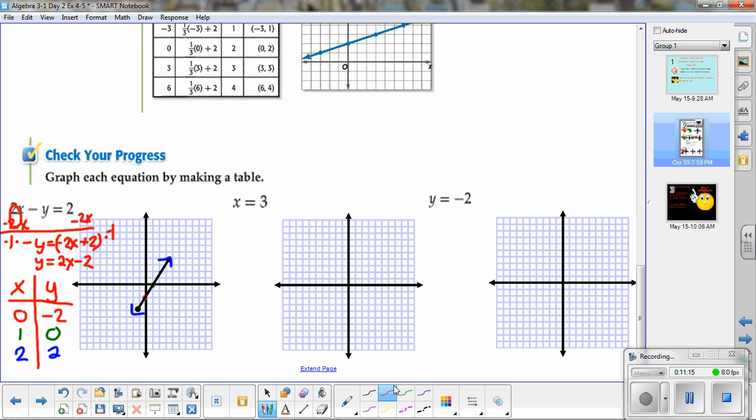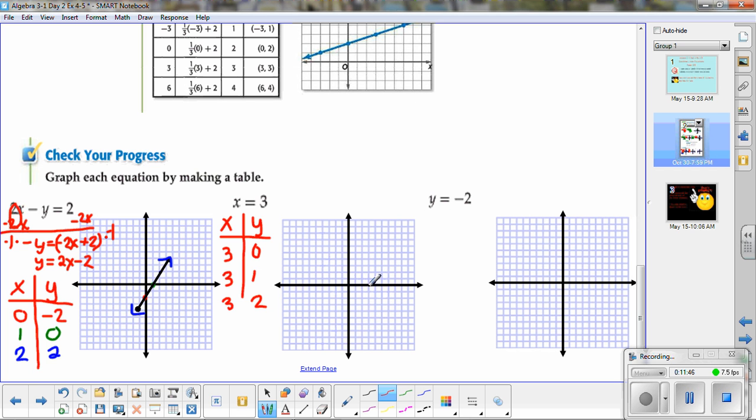Now the next 2 examples are a little weird. We had these happen in one of our previous lessons. When you only have an x, when you go to make your table, this is saying x equals 3, or x is always going to equal 3. Doesn't matter what y is, x is always going to be 3. So if I wanted to go and graph this, I just chose 0, 1, and 2 for y, but x is always going to be 3.